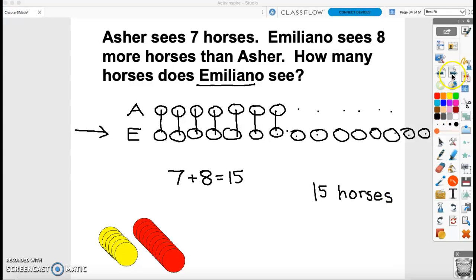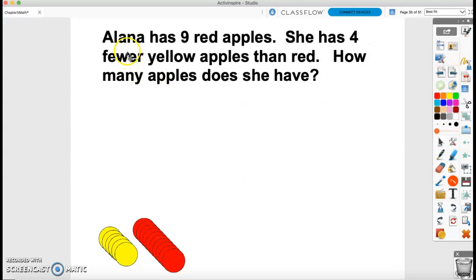All right, let's go to the next problem. It says, Alana has 9 red apples. She has 4 fewer yellow apples than red. How many apples does she have? So I know that she has red apples, so I'm going to put R for red, and she has yellow apples. I'm going to put Y for yellow. And I could draw a picture by doing circles, or I can take my counters. So she has 9 red apples. So I'm going to put 9 up here.